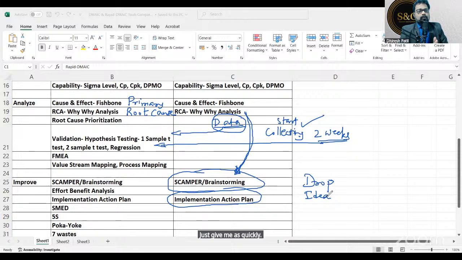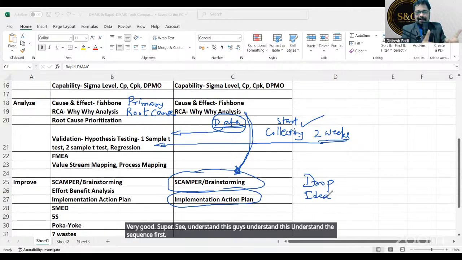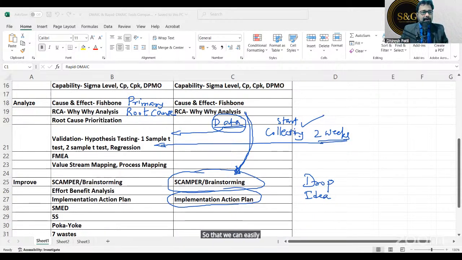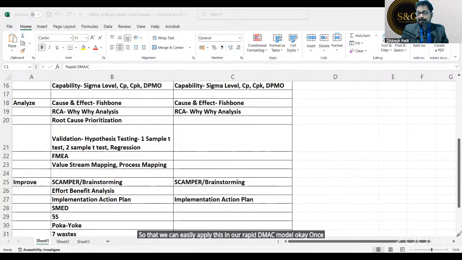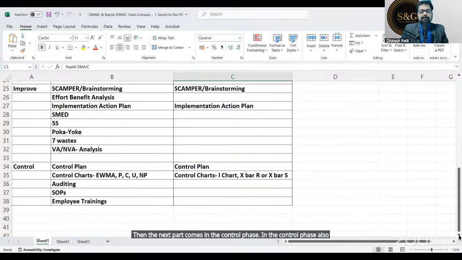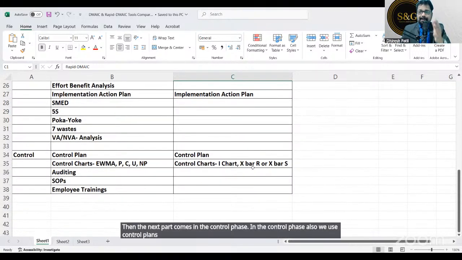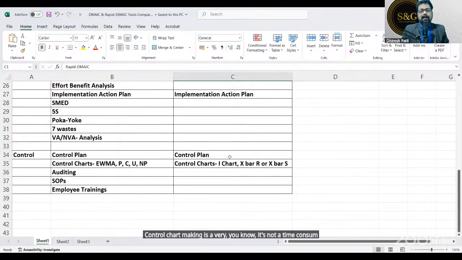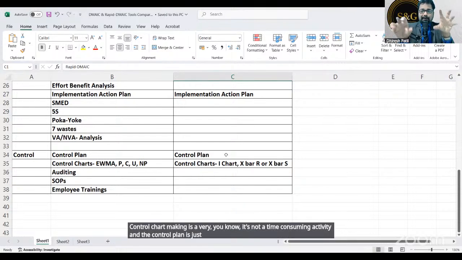Very good. Super. See, understand this, guys. Understand the sequence first so that we can easily apply this in our rapid DMAIC model. Once the implementation plan is ready, the next part comes in the control phase. In the control phase also, we use control plans and control charts. Again, if the data is there, control chart making is not a time consuming activity. And the control plan is just to have control on all the inputs. Y is equal to function of X, right? So putting very tight control on all the input parameters is the actual objective of the control plan.